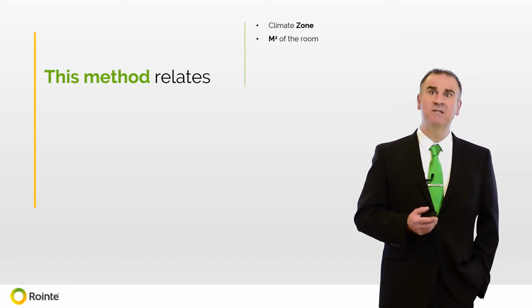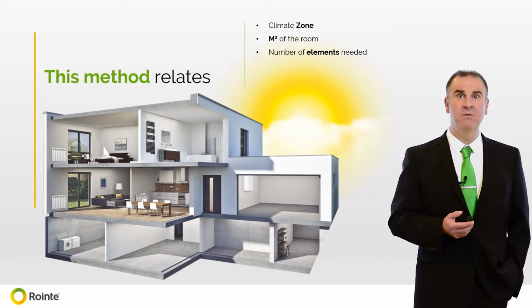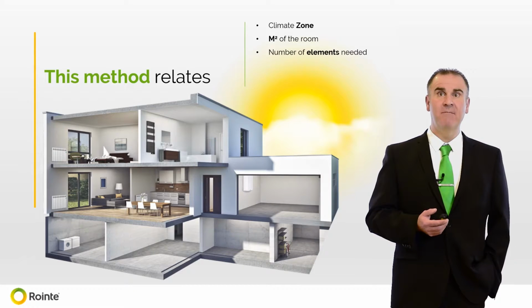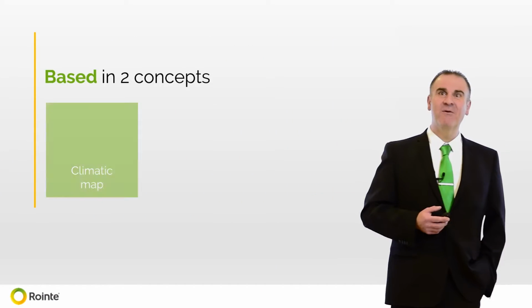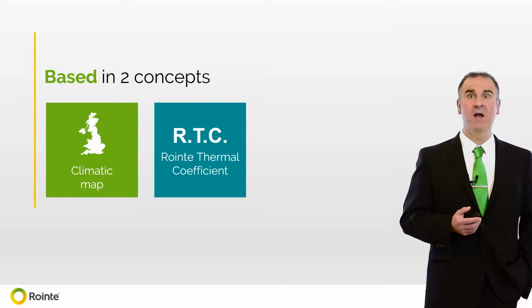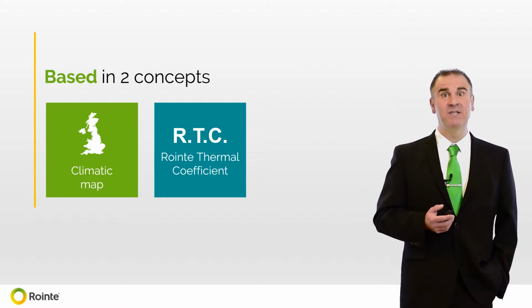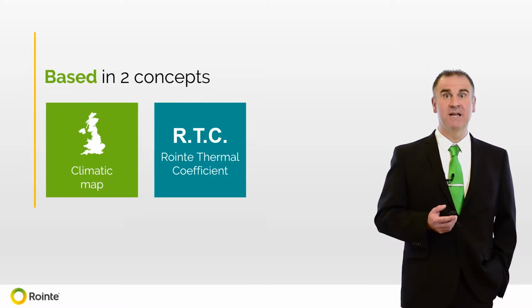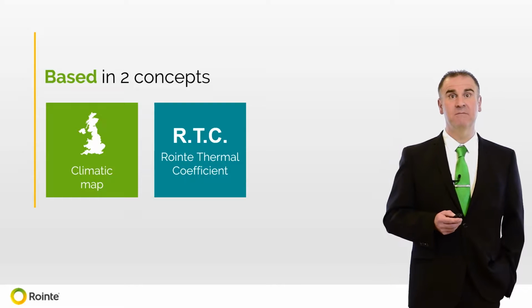The Rointe method to calculate heating for a property relates to climatic zone, room size, and number of elements. There are two elements we need to take into consideration before we are able to work out the correct size radiator for a room. Firstly, we need to work out the climatic zone the installation is situated in, and from this, we can work out the Rointe thermal coefficient.